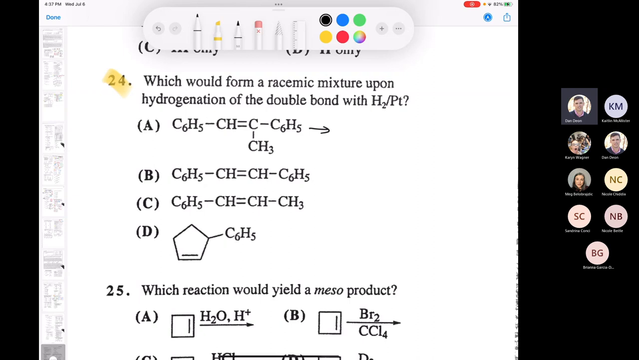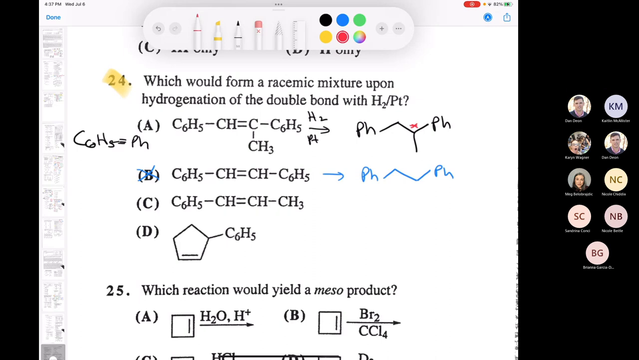I'm going to use bond line structure. So remember that C6H5 is the same thing as a phenyl, so I'm just going to abbreviate this one here. If you hydrogenate this with hydrogen and platinum, what you end up with is this, and then you have a methyl group here, and then you have a phenyl group here. So we end up with a stereocenter here in this compound. In B, same thing. Now we end up with this like that. So there's no stereocenters in that, so B can't be the answer. Then we go to C. And we have a phenyl group, and then you have 1, 2, 3, like that.